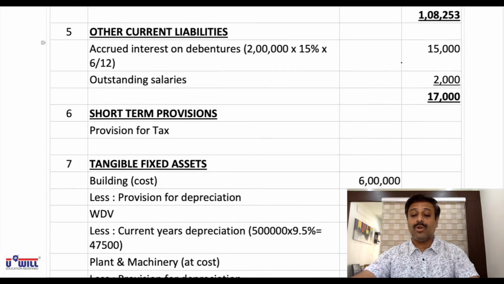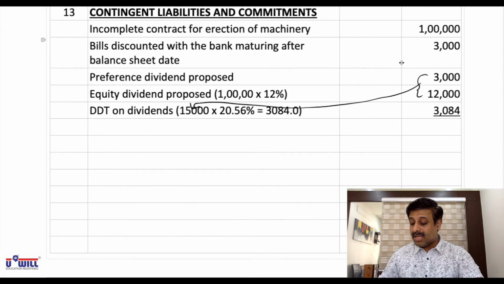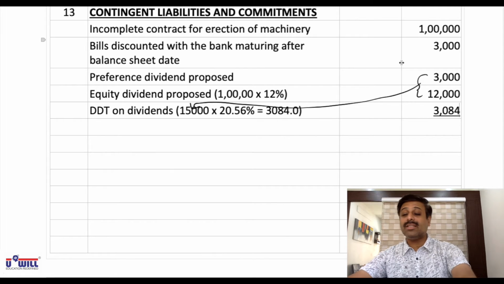Now total of these footnotes, let us do it. Contingent liabilities total: 1 lakh plus 3,000 plus 3,000 plus 12,000 plus 3,084. That is 1,21,084.